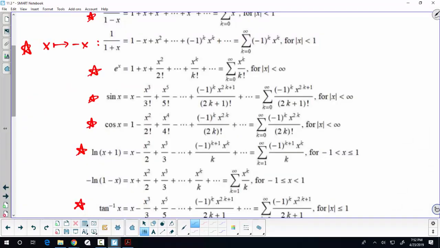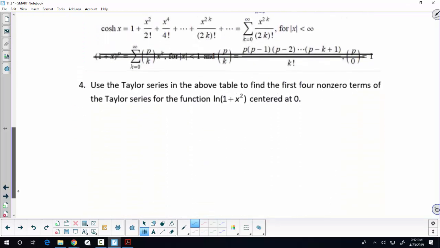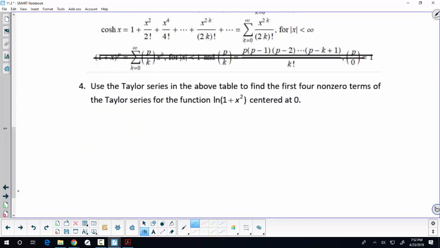Now, if we have all of these in terms of x, then we can just substitute various things. If I have the series for cosine of x, then to get the series for cosine of x cubed, I just put an x cubed in place of x. That's my composition. For x times cosine of x, I multiply all of my terms by x. So we have many other representations from these series. For instance, use the Taylor series in the above table to find the first 4 non-zero terms of the series for ln of 1 plus x squared centered at 0.